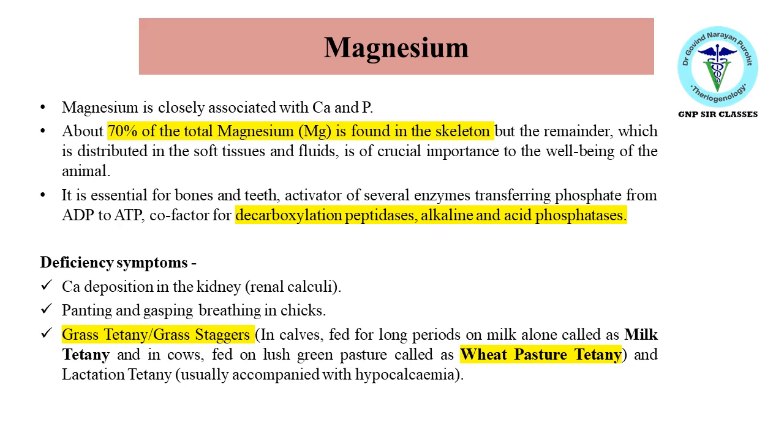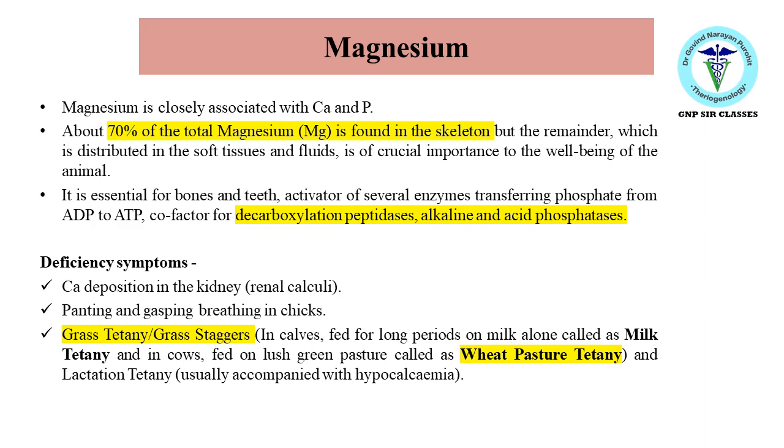Another closely related mineral to calcium and phosphorus is magnesium. Magnesium is closely associated with Ca and P. About 70% of the total magnesium, Mg, is found in the skeleton, but the remainder, which is distributed in the soft tissues and fluids, is of crucial importance to the well-being of the animal. It is essential for bones and teeth, activator of several enzymes transferring phosphate from ADP to ATP, cofactor for decarboxylation peptidases, alkaline and acid phosphatases.